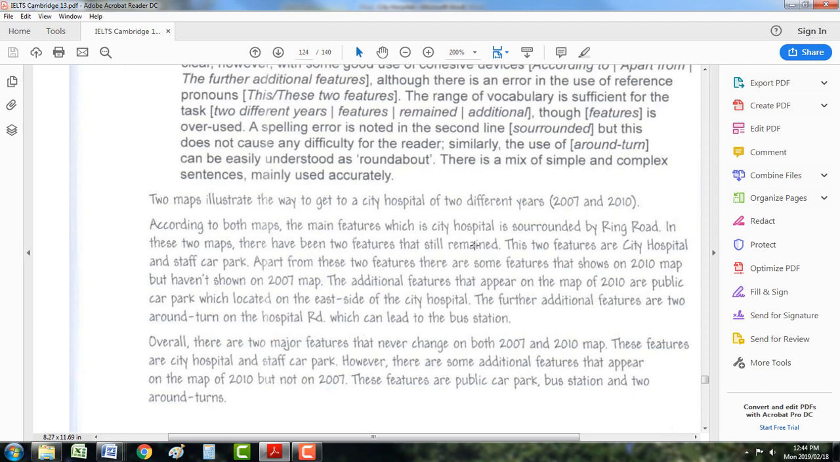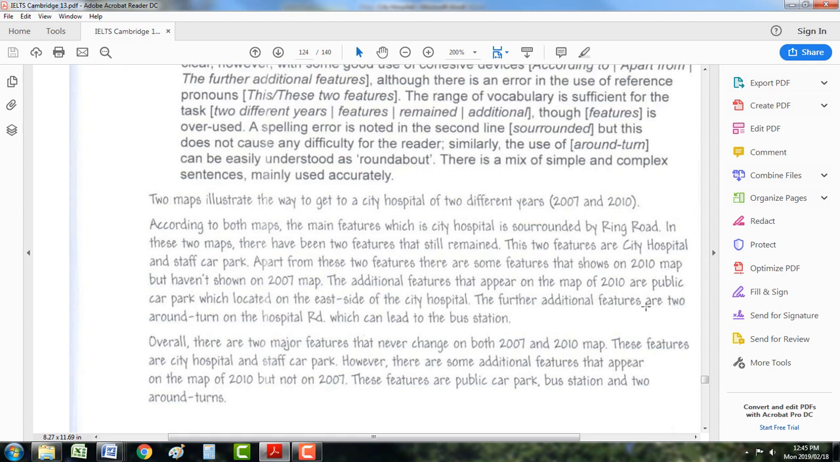One thing I don't like here is the student started with the things that remained, and the important thing about the maps is the things that changed. Apart from these two features, there are some features that shows on but haven't shown on. Okay, now we're actually getting to the point. Haven't shown. Why? Still with the present perfect. Additional features that appear are public car park, which located. There you needed a passive, which were located.